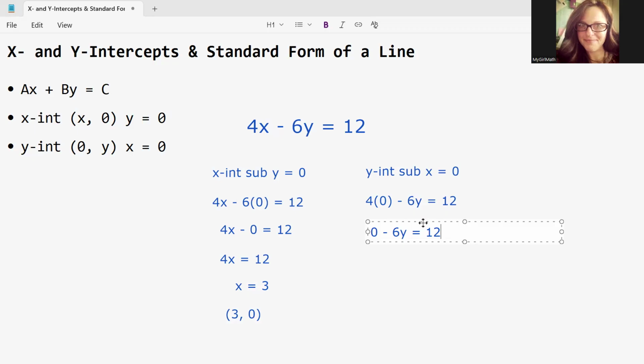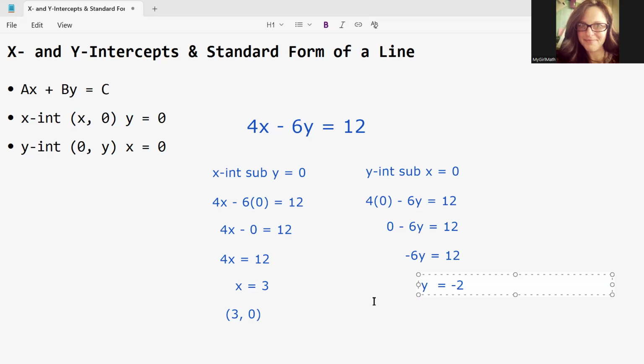Be careful with the minus 6y or negative 6y. Divide by negative 6. And our y-intercept is negative 2. And that is how you find the x and y intercepts from an equation.